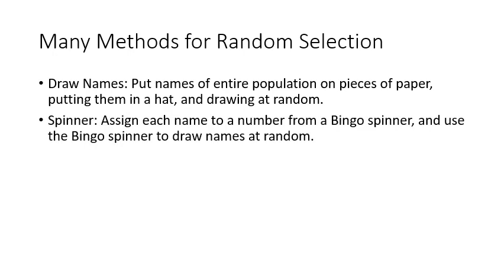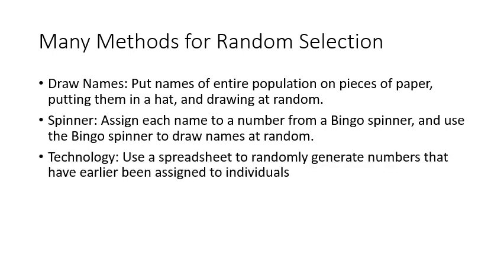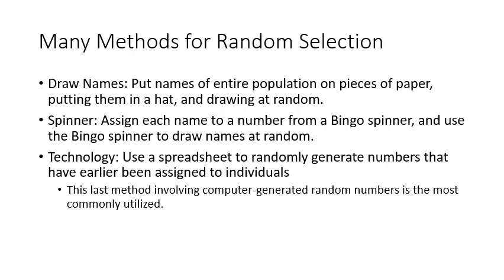Or you could do something like a spinner. Assign each name to a number from a bingo spinner, and then use the bingo spinner to draw the names at random. Or technology. You could use a spreadsheet to randomly generate numbers that have earlier been assigned to individuals. And this way is probably the most common way for gaining a random sample.